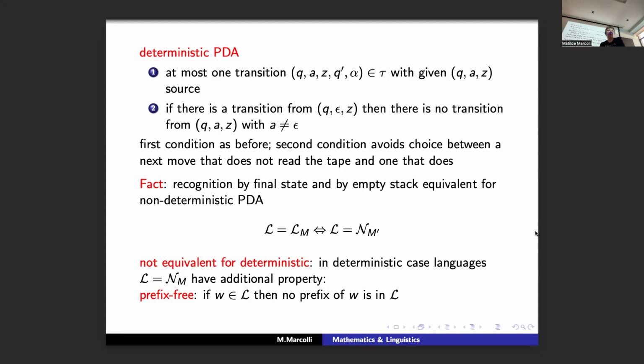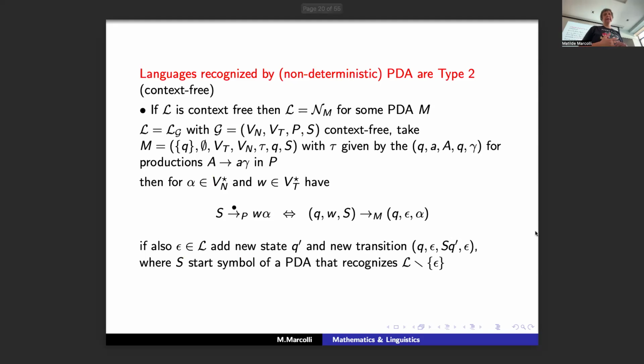And if you allow for the non-deterministic case, then recognition by final state and recognition by empty stack are equivalent. So you don't have to really distinguish between the two. They compute the same languages. But if you want to stick to the deterministic case, the recognition by empty stack has additional properties, and I won't get into the details of distinguishing.